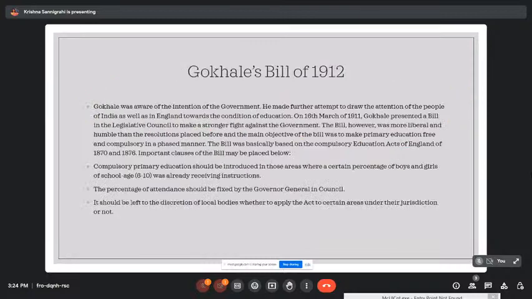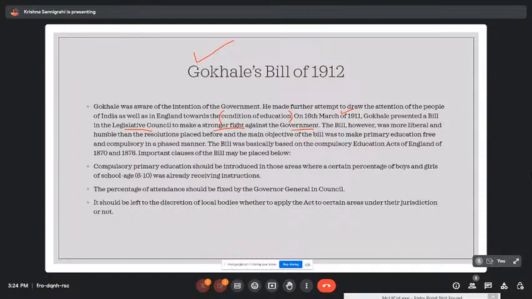Then comes the Gokhale bill, wherein Gokhale was aware of the intervention of government, and he made a further attempt to draw the attention of the people of India as well as in India towards the condition of education. So all these things on the broader scale are about education in general, right? On 16th March of 1911, Gokhale presented a bill in the Legislative Council to make a stronger fight against the government. And the bill, however, was more liberal and humble than the resolutions placed before. The main objective of the bill was to make primary education free and compulsory in a phased manner.